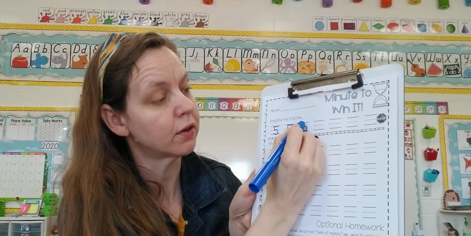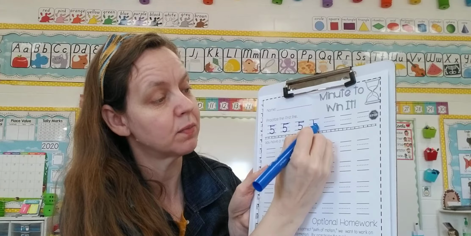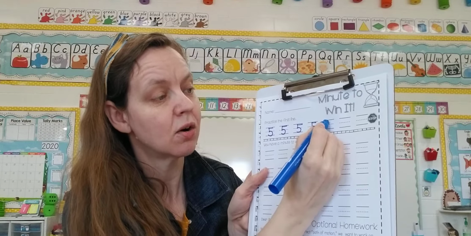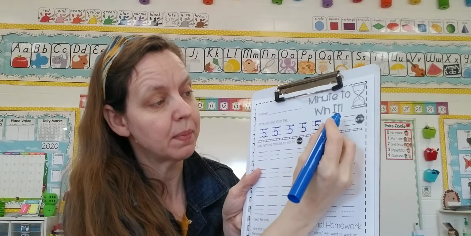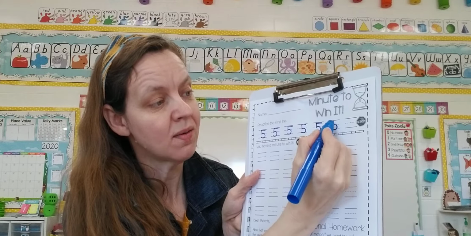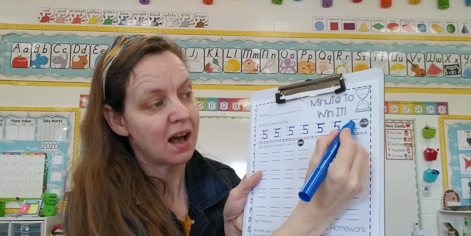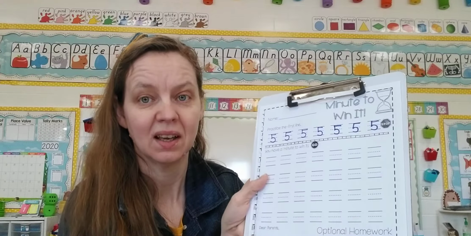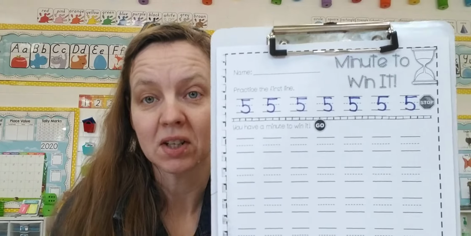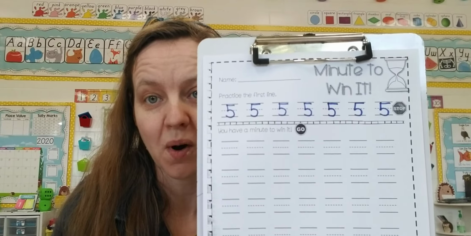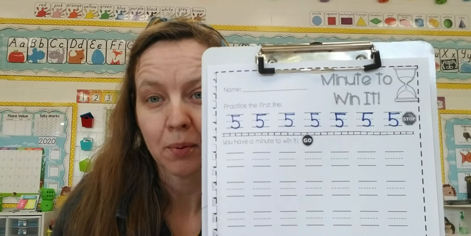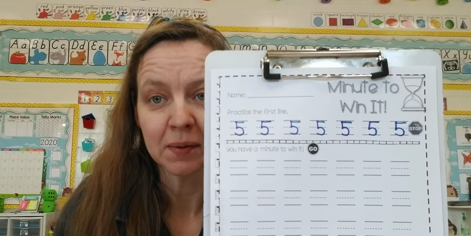So go ahead on this first row, practice your 5s. Make sure they're touching the top, go down to the middle, around, give him a little belly, and then go back up and give him that hat. Down, around, give him a hat. Down, around, give him a hat. Practice those and make sure all your 5s are pointing in the right direction before we time ourselves for our 1 minute practice. And see how many we can do.